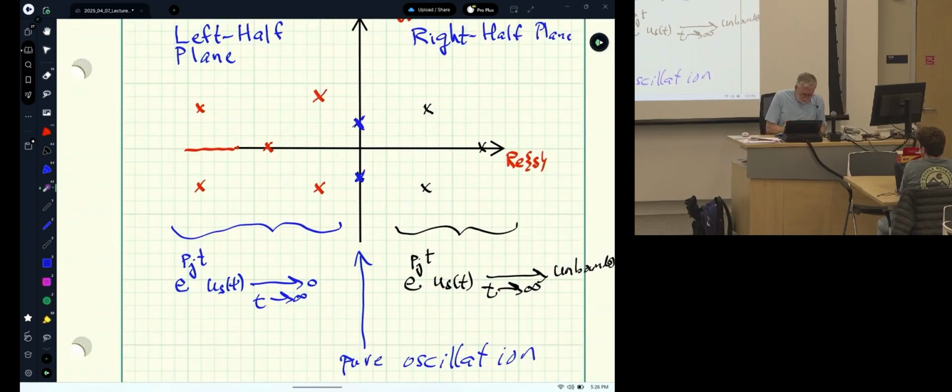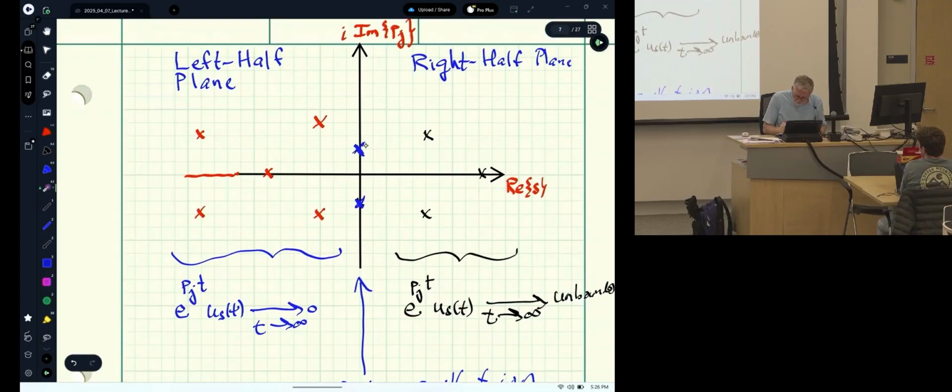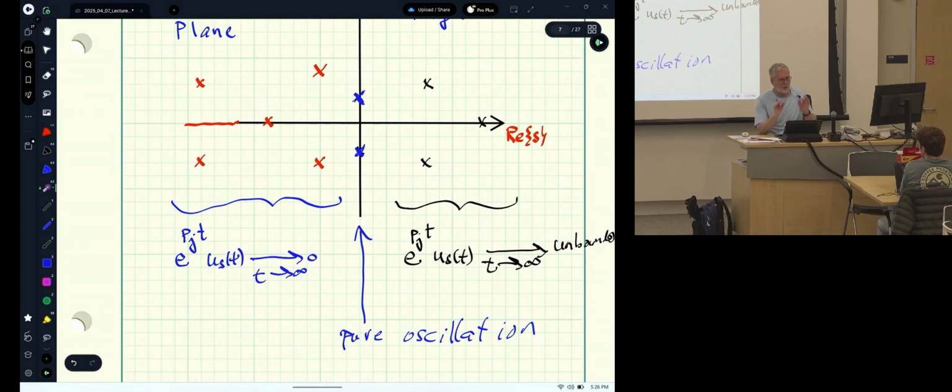Now, these guys look, they're on the edge, right? They're really close. You move them just a little bit in the left half plane and everything dies out. You put them into the right half plane and they blow up. So that's kind of not very robust. So it's kind of dangerous.